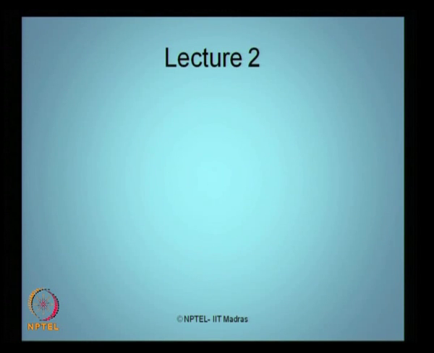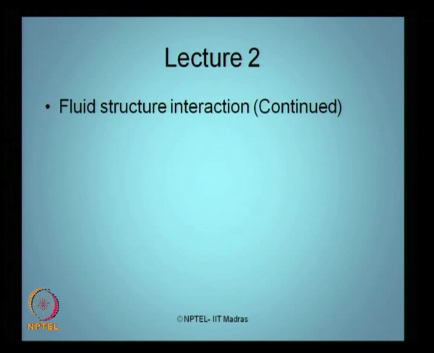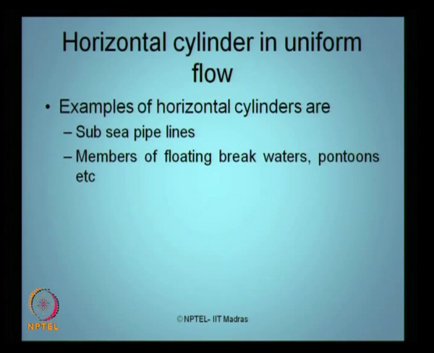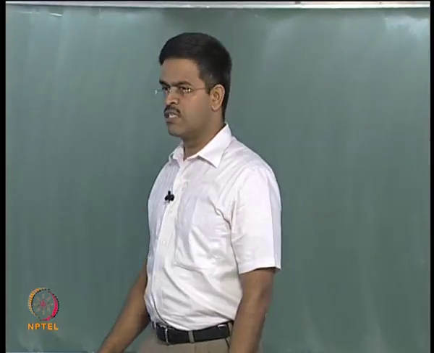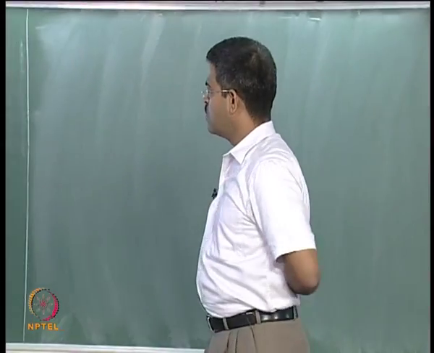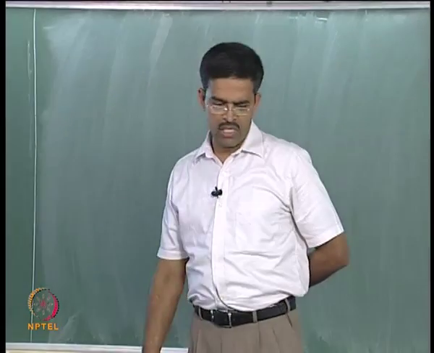So, lecture 2 will again focus on fluid structure interaction as a continued lecture of the last one in the second module. We already said that for horizontal cylinders in uniform flow, the orientation of the cylinder, the length of the cylinder, the boundary condition and the physical location of the cylinder, whether it is nearer to the mean sea level or nearer to the free surface, will influence the overall fluid flow pattern around the cylinder in its vicinity. When you talk about a horizontal cylinder in uniform flow, this will significantly affect the fluid flow.